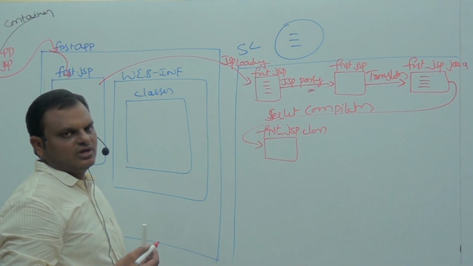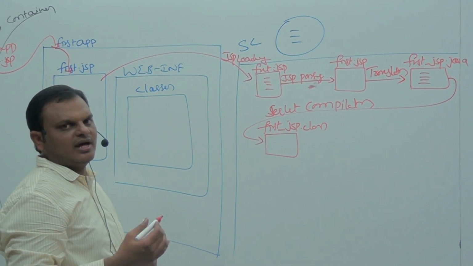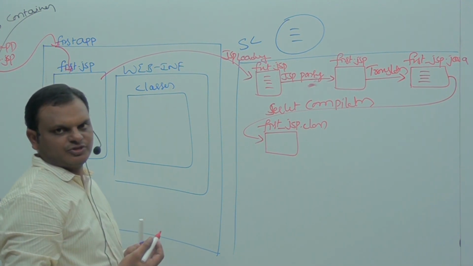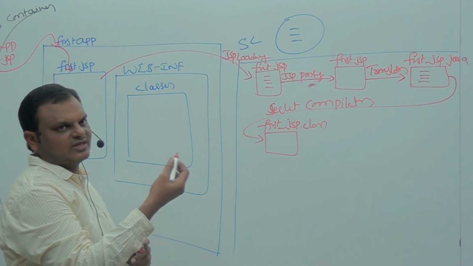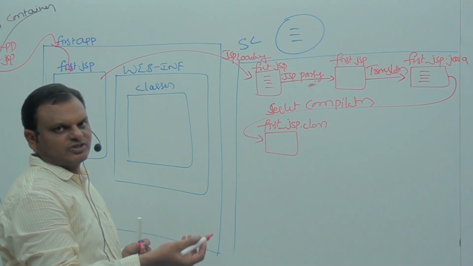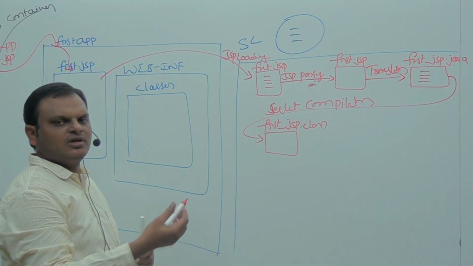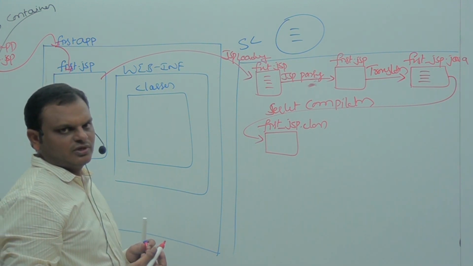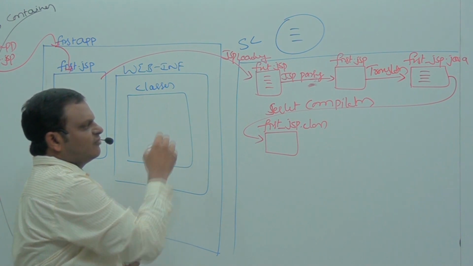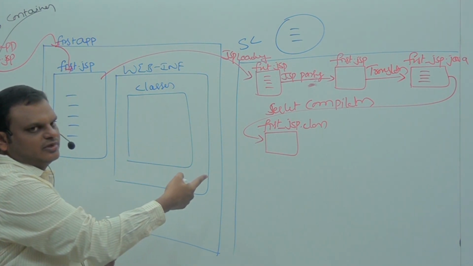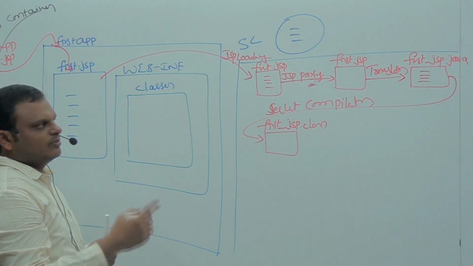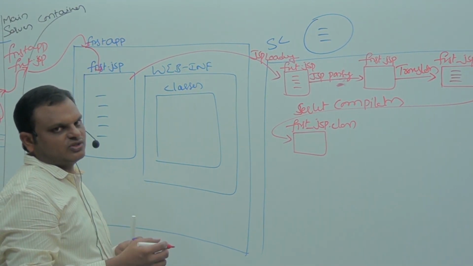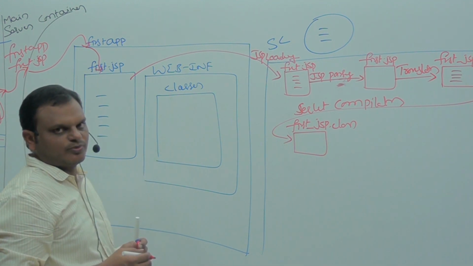As I said to you, every JSP page is running on top of a servlet. That means whenever we submit a request for a particular JSP page, that JSP page will be translated to a servlet. That servlet will be executed. By the execution of that servlet, the required response will be generated for the respective client. Now in this scenario, first of all, the JSP page is loaded. Next, the JSP page is parsed. Parsing the JSP page is nothing but checking the syntax of the tags which are available inside the JSP page.